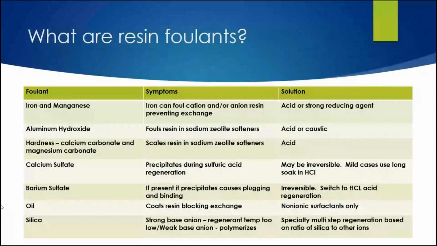So what are the different types of resin foulants? There are many, and what you experience will depend on the feed water composition and types of regenerants used. Iron, hardness, calcium sulfate, oil, and silica are just a few. Many of these are reversible, especially when caught early. Others, such as barium sulfate, precipitate and clog the resin bed. Some may permanently adhere to the resin, causing a complete replacement of the resin.